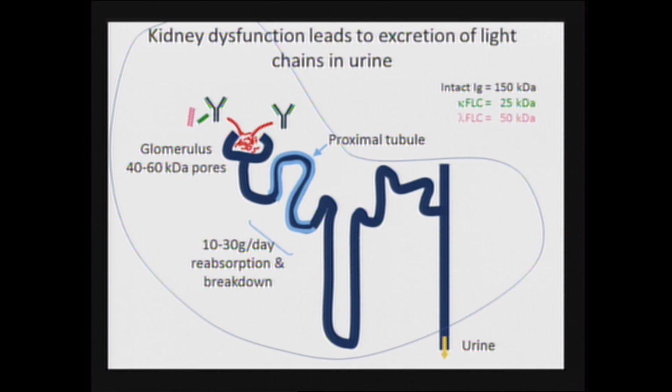Now, if we've got too much kappa being produced, the capacity that we can reabsorb and break down is 10 to 30 grams per day. That's quite a lot. But if we've got a myeloma case where lots and lots of kappa is being produced, it overwhelms this reabsorption capacity, and the kappa light chains will come straight through, and you'll see kappa in the urine.